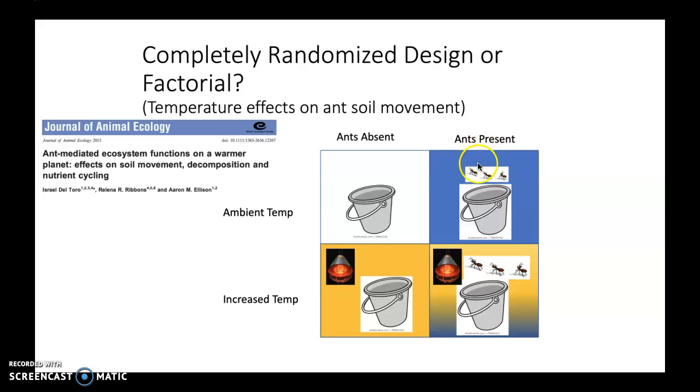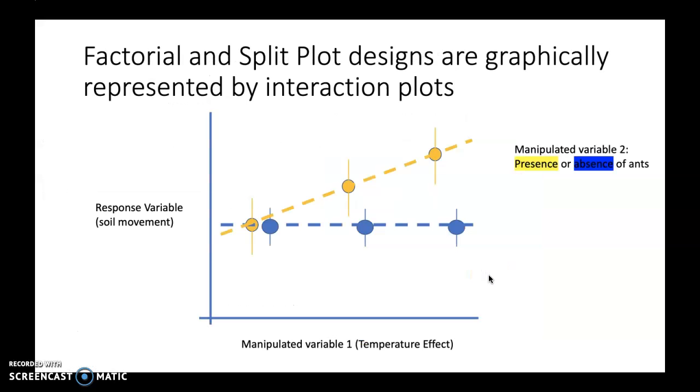In order to do the fully factorial design, we had to have buckets where ants were fully absent, so no ants were present, and conducted at ambient temperature. Buckets where ants were present, but temperature was not changed, so it was ambient temperature. Buckets where ants were absent, but temperature was changed, so this isolates the effect of just temperature. And ants are present, and temperature is also changed and increased. So this is the interactive effect of both temperature and the presence of ants on our response, which was soil respiration.